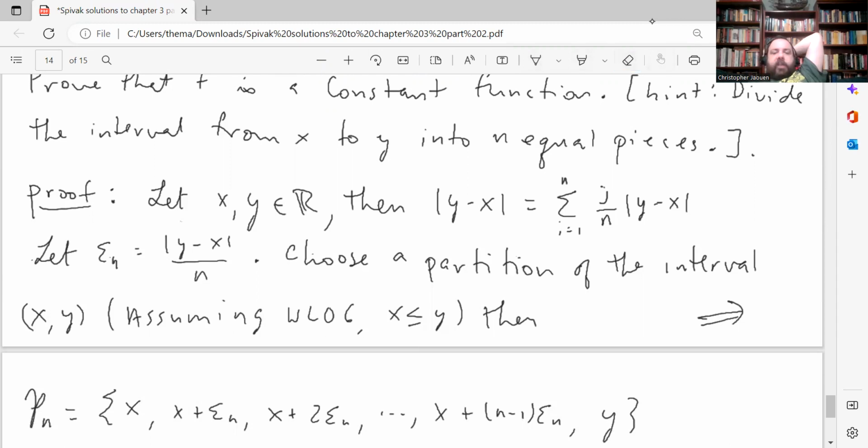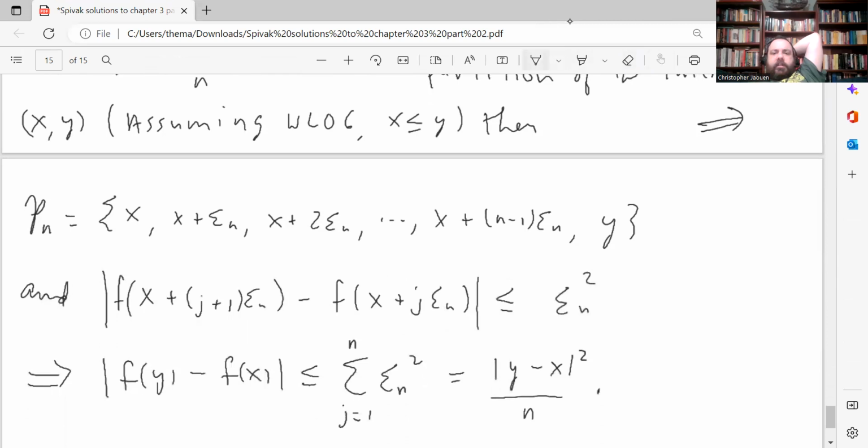Then the absolute value of y minus x is equal to the sum, and this should be a j here, j going from 1 to n of j over n times the absolute value of y minus x. In other words, I'm breaking the number line. Let's see, can I write that out? So draw this somewhere. It's easy to see.